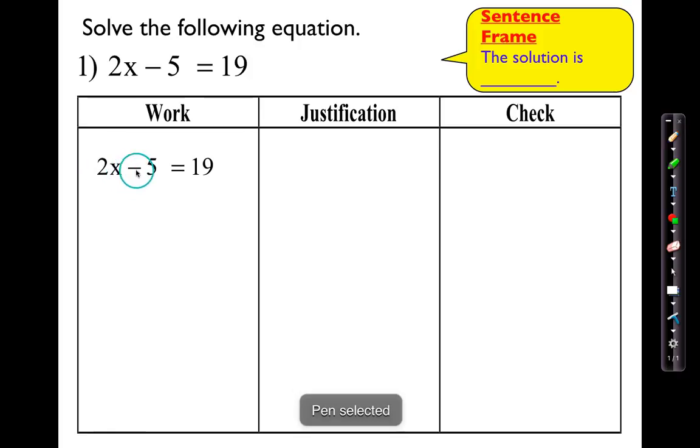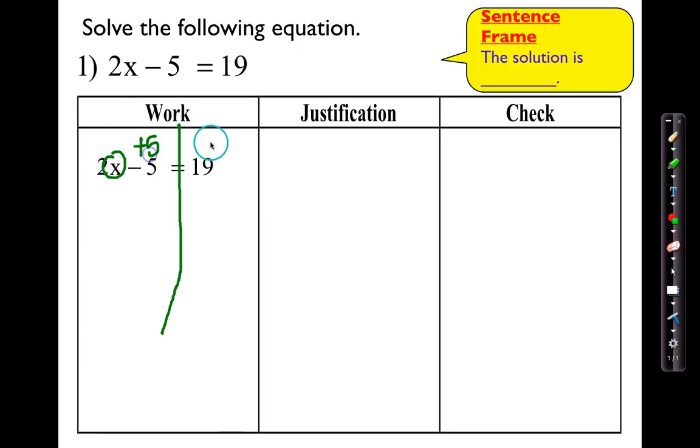So we have our 2x minus 5 equals 19. I like to circle the variable first to know that my focus is on the left-hand side. We typically like to get rid of the constant first because that's undoing your addition or subtraction. It is typically easier. So here, since it's -5, I'm going to add 5 to both sides. Notice since I'm adding 5 to both sides, I am utilizing the addition property of equality.